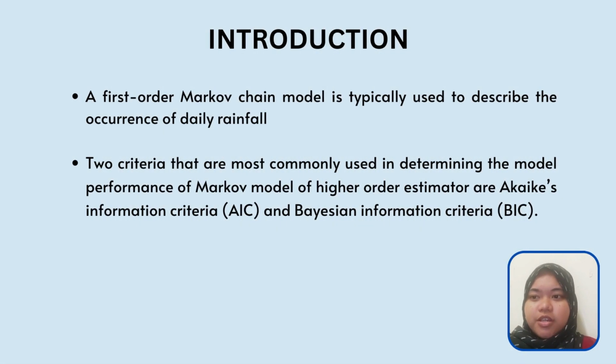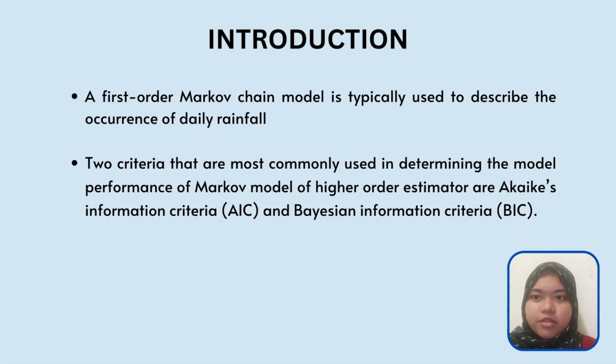The introduction for the project is that the first order Markov chain model is typically used to describe the occurrence of daily rainfall. The two criteria most commonly used in this project to determine the model performance of the Markov model and higher order estimator are the Akaike and Bayesian information criteria.